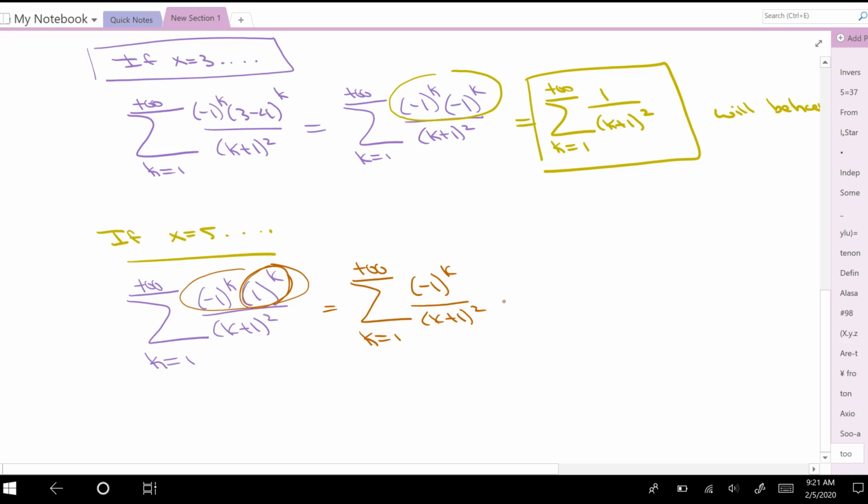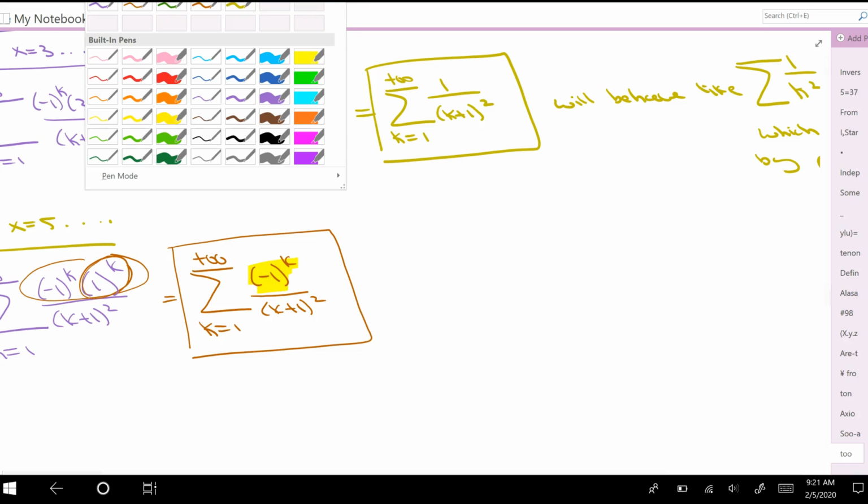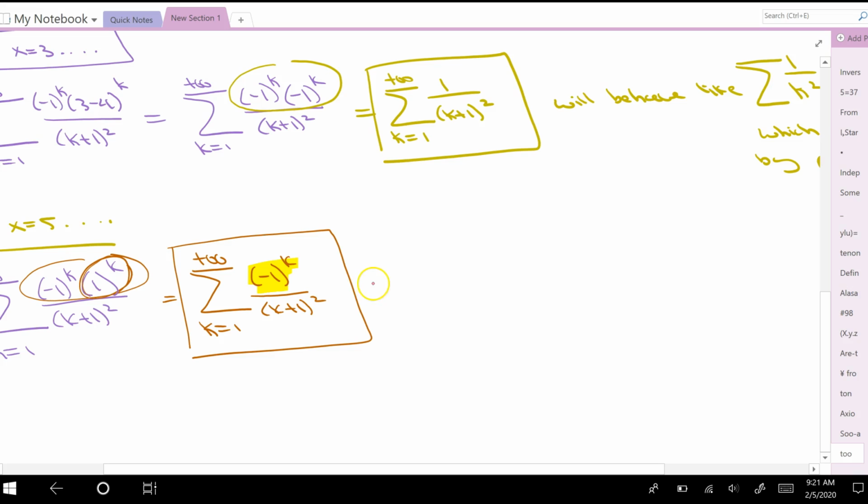And now we're back in our old world, the world where a series doesn't have an x. And we ask ourselves, okay, what kind of series is this? This is what kind of series, everyone? It's an alternating series. For alternating series, we have only one test we can use: the alternating series test. By inspection, do you see that the absolute value of the terms are decreasing and approaching 0? This converges by AST.